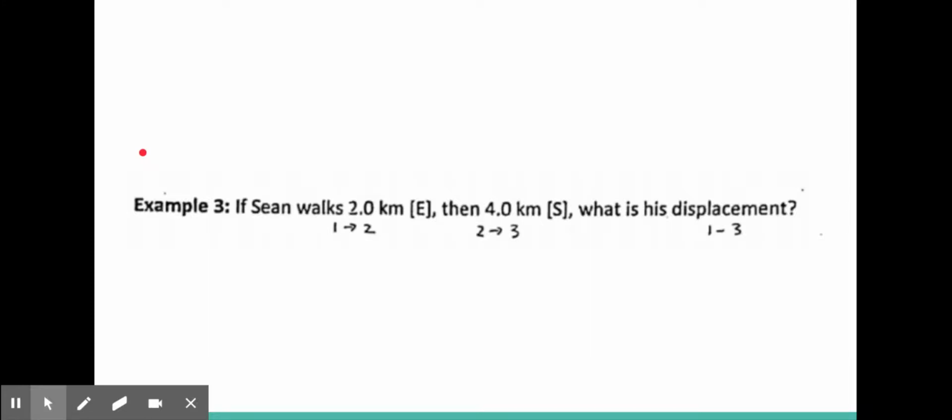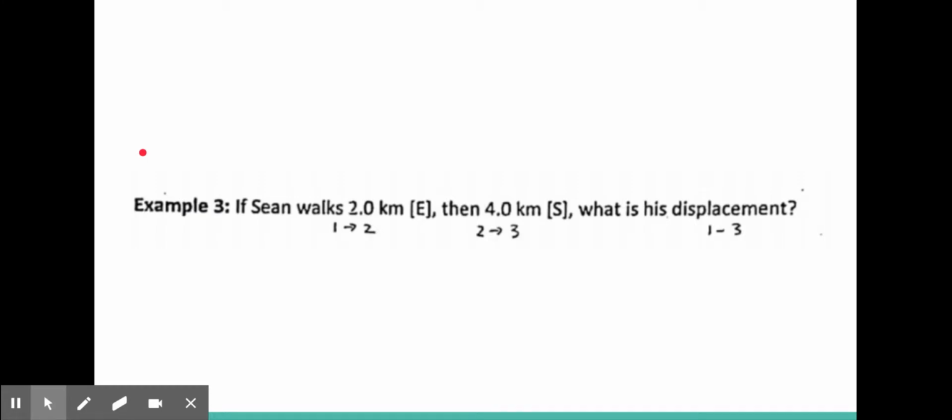Let's do this example 3. If Sean walks 2 kilometers east, then 4 kilometers south, what is his displacement? So he has two movements, one after another. These two are displacements. Can you please draw a sketch to show this movement?